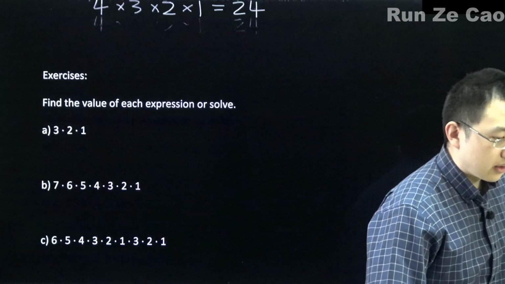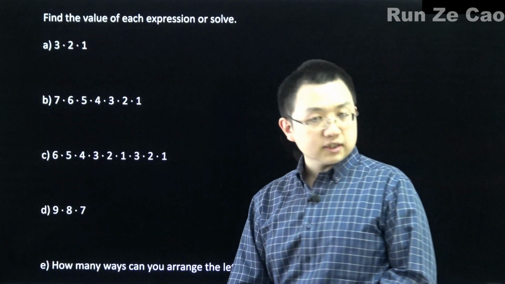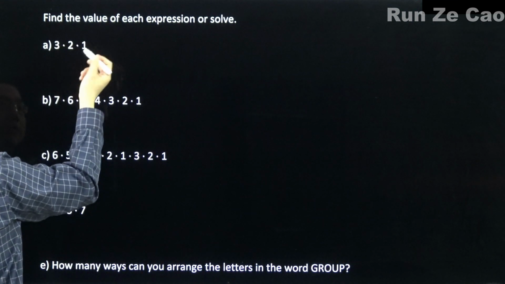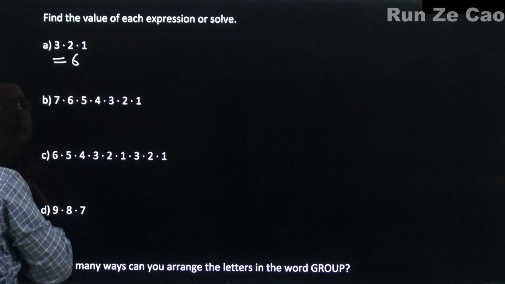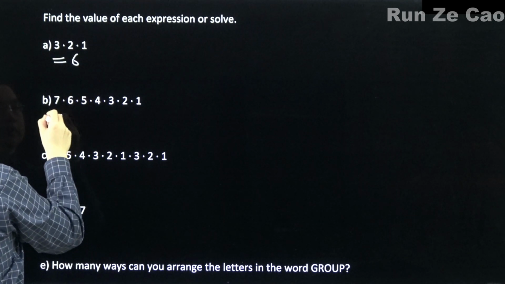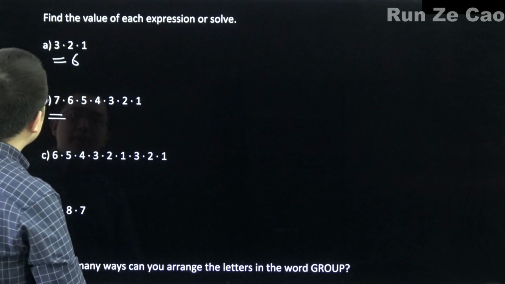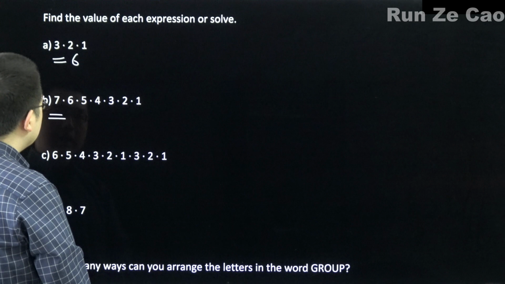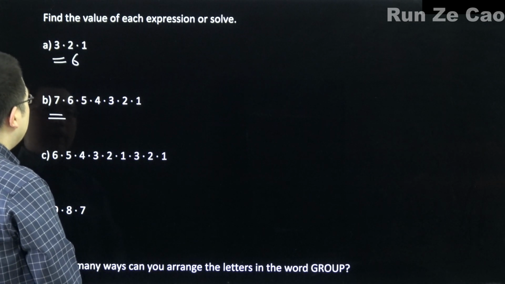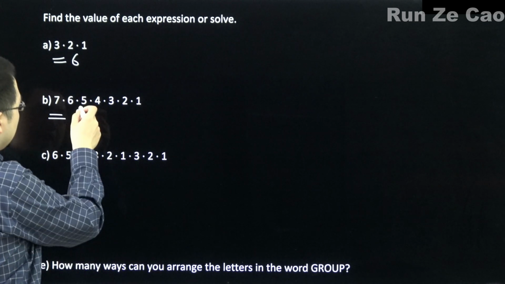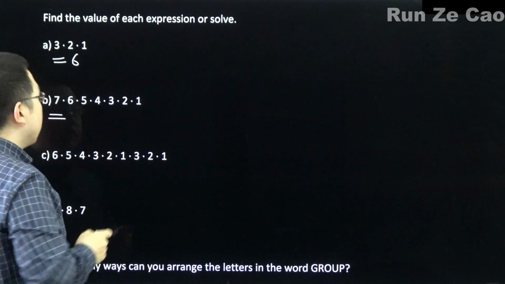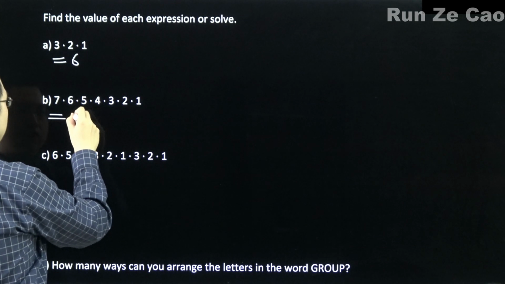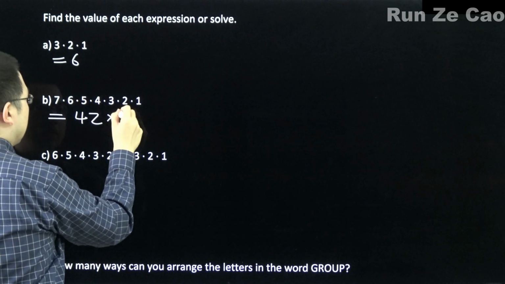Let's do some exercises. Find the value of each of the expressions here or solve. This 3 times 2 times 1 is 6, as I hope we are familiar. 7 times 6 times 5 times 4 times 3 times 2 times 1. Well, we know that 5 times 2 is 10, 4 times 3 is 12, 6 times 7 is 42, so it's 42 times 120.